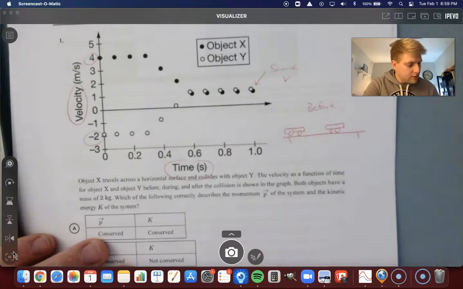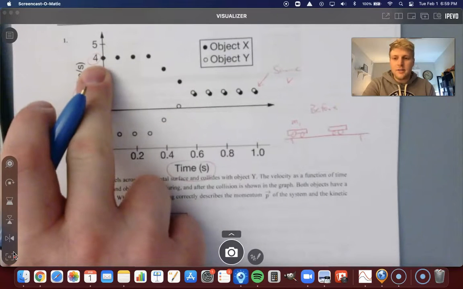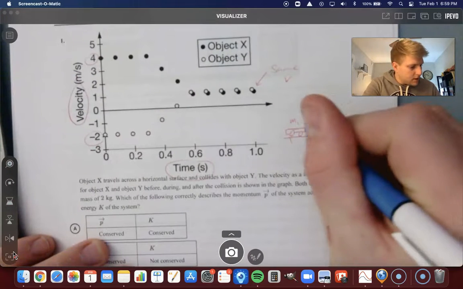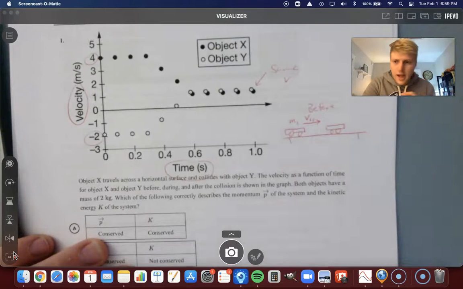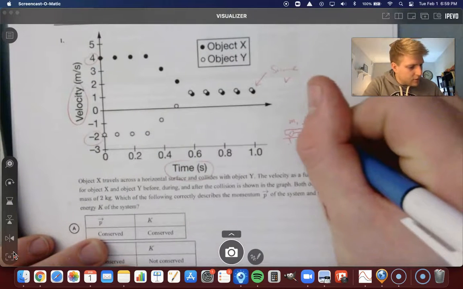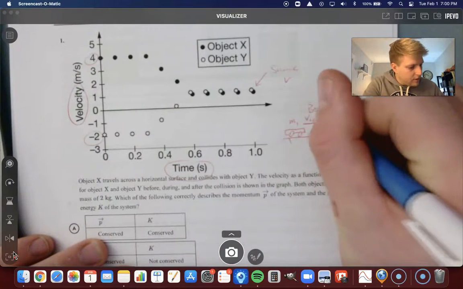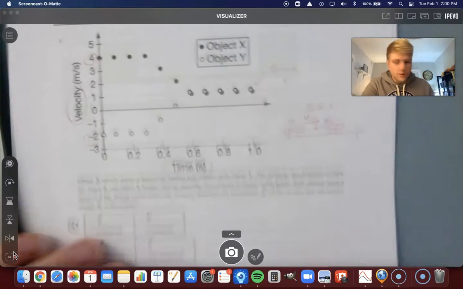So one of the objects, I'm going to call this one M1, the first mass. It looks like it's got a positive velocity and it's a bigger velocity. So I'm going to draw an arrow like that. We'll call that V1 initial. And the other object is actually going in the opposite direction. It's a negative initial velocity. I'm going to draw the arrow just a little bit smaller. We'll call that V2 initial.